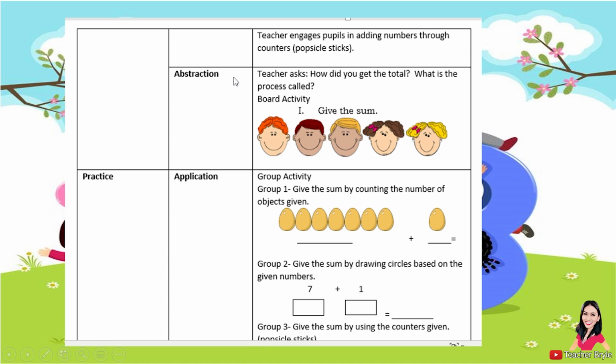And here, abstraction. Teacher asks, how did you get the total? What is the process called? So, the teacher asks what they understood about the lesson, how they got the total, what the process is called, what addition is all about.